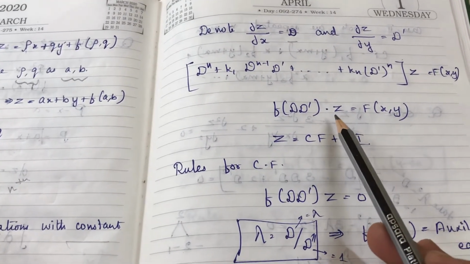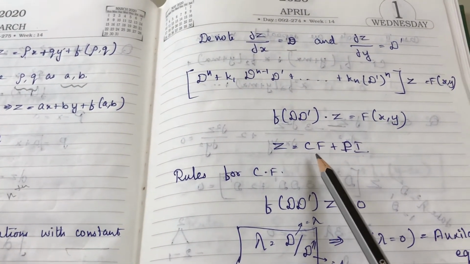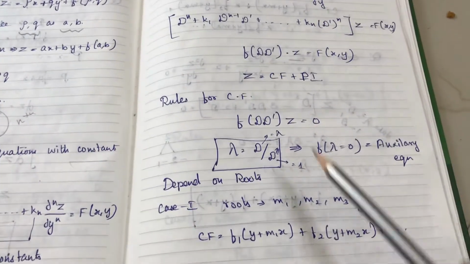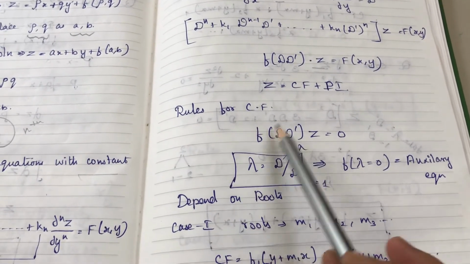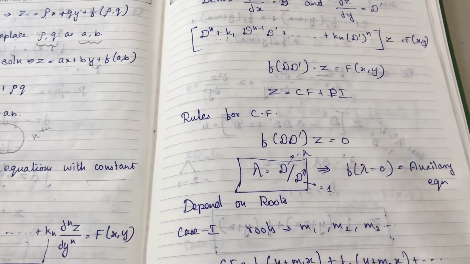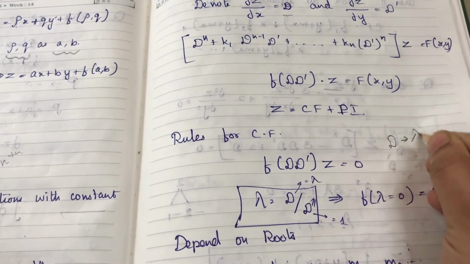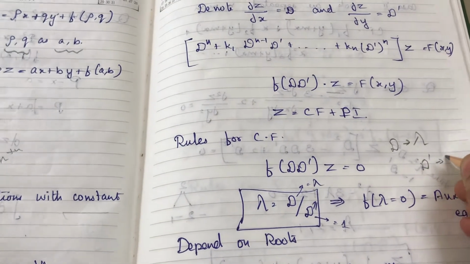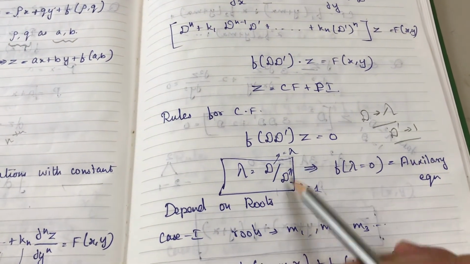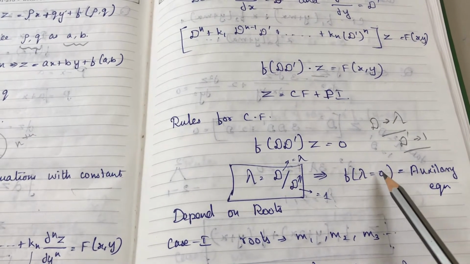As you know, this z has two parts of the answer, the complementary function and the particular integral. There are some rules. This is dead easy actually. Rules for the complementary function: we need to take the left hand side equal to 0. Here I just replace D by lambda and D' as 1. So we replace D by lambda and D' as 1, then we will get some function of lambda which is equal to 0.